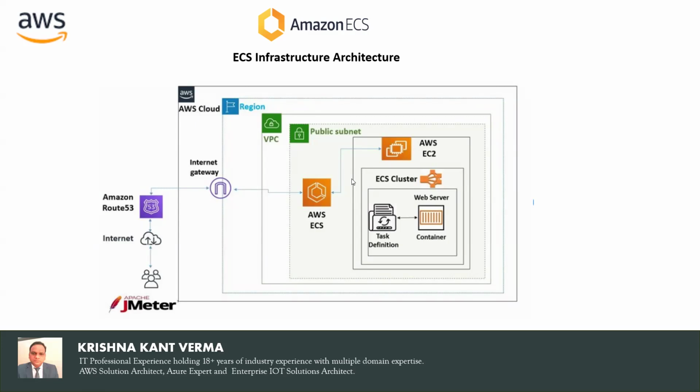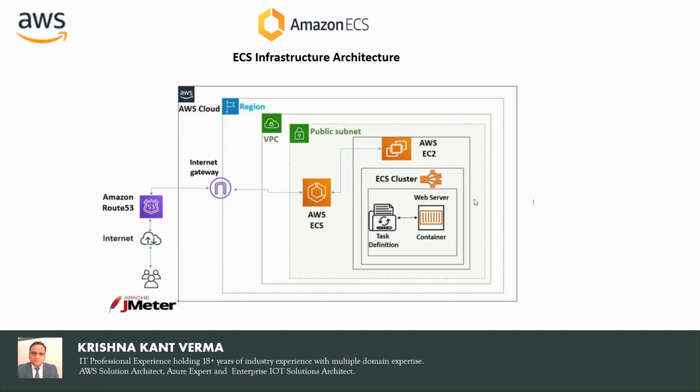ECS creates a cluster of containers, where we define the task definitions, and within the task definitions we create containers. When the containers are created within the ECS cluster, it is going to launch the underlying resources, whether Amazon EC2 instances or Fargate instances. All the underlying compute resources, whether Fargate or EC2, are launched by the container, and containers are provisioned by our task definitions, which are part of the ECS cluster.